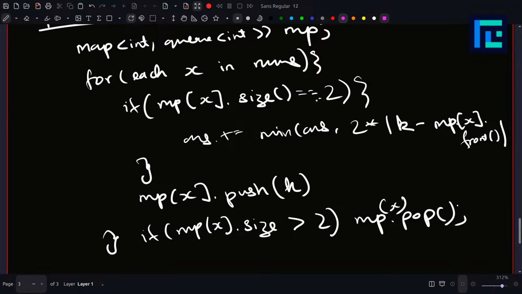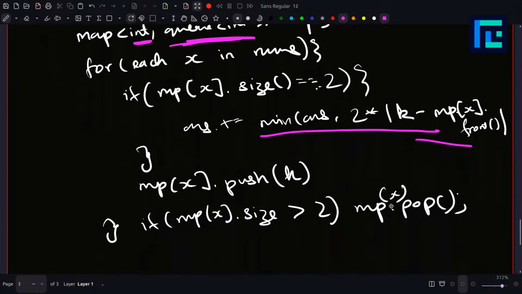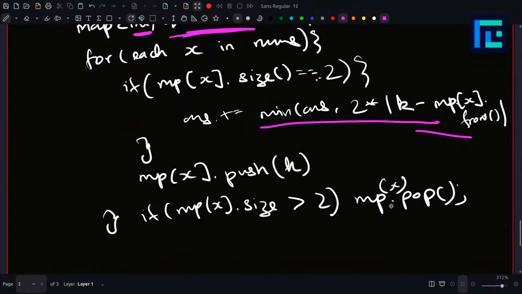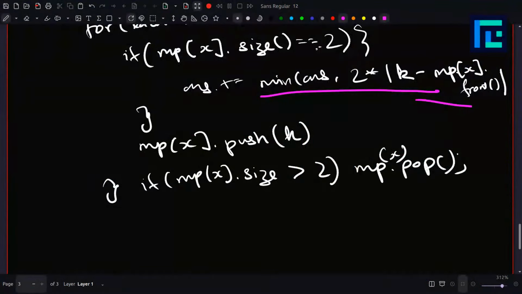We're basically maintaining, for every number, the previous two occurrences that we are storing, so that we can quickly answer for each index what the previous two occurrences are, and we can update our answer. So that's it for this question. Because we're using a map, it will be n log n. But if you use an unordered map, it will be big O of n itself, right? So let me just write the time complexity of this. It will be big O of n log n.